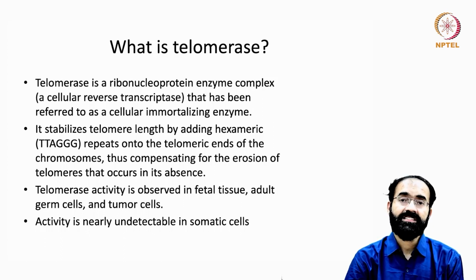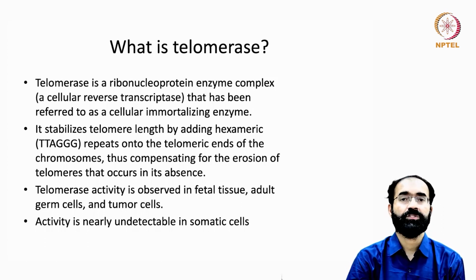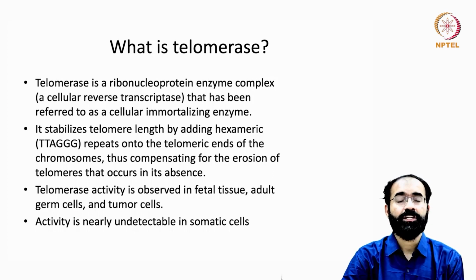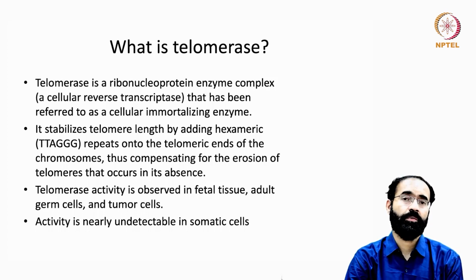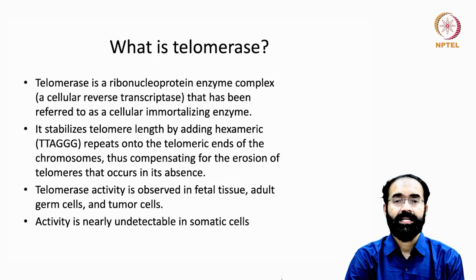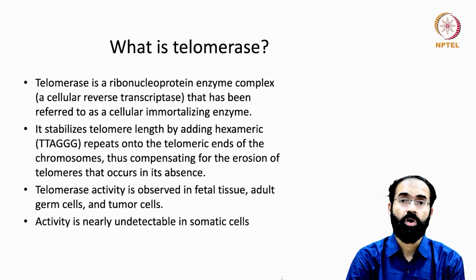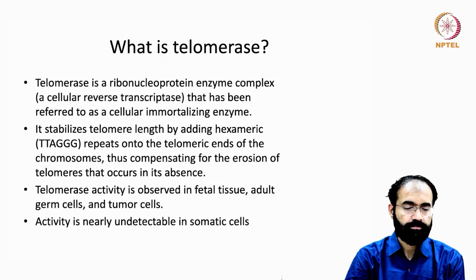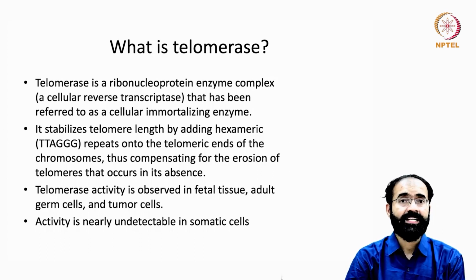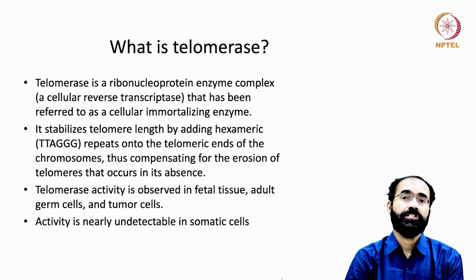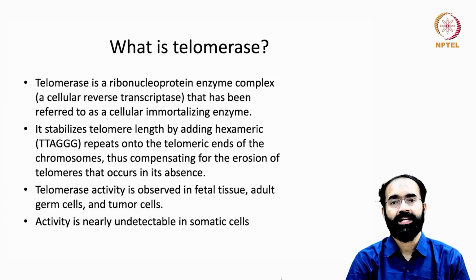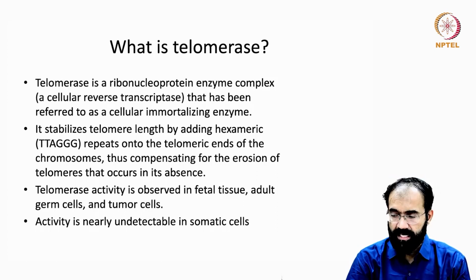So, telomerase activity is restricted to fetal tissues and adult germ cells, because you have to produce germ cells to donate to the next generation, and the tumor cells evade the stoppage of telomerase activity in multiple ways. The net result is that telomerase activity is pretty strong in tumor cells, and telomerase activity is nearly undetectable in somatic cells, because somatic cells have a uniform way of erosion of the telomeric ends.